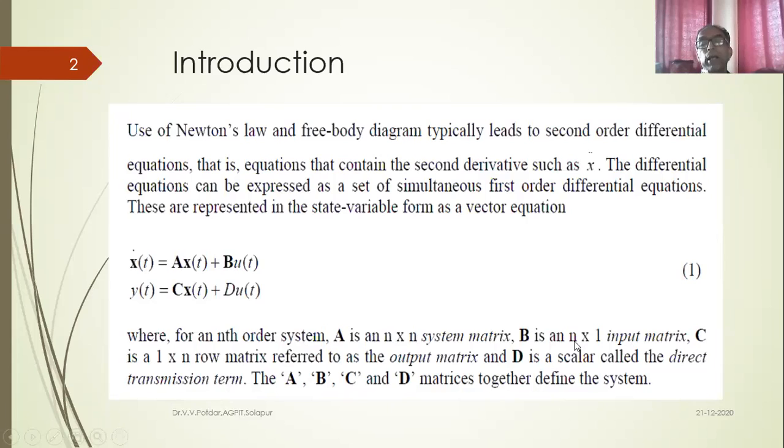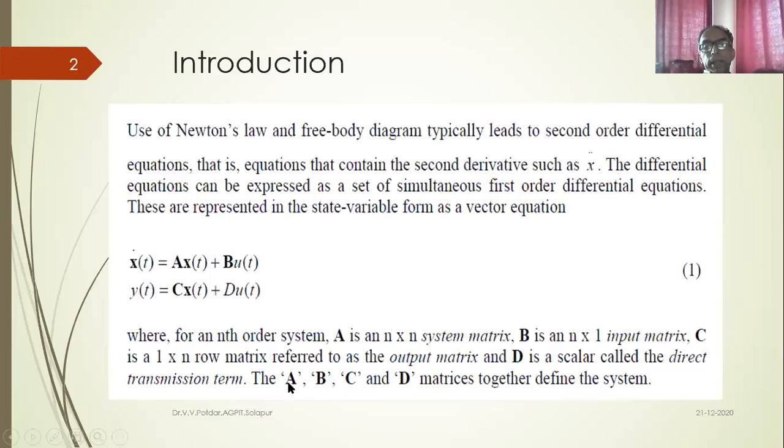What does it mean? N by 1: the number of rows is n, but the column is only 1. So what do we call this? We call this input matrix a column matrix. C is a 1 by n row matrix. So clearly it is mentioned: 1 row and n columns, isn't it? So it is a row matrix, referred to as the output matrix. So this is the output matrix, this is the input matrix, this is the system matrix, and D is a scalar called the direct transmission term.